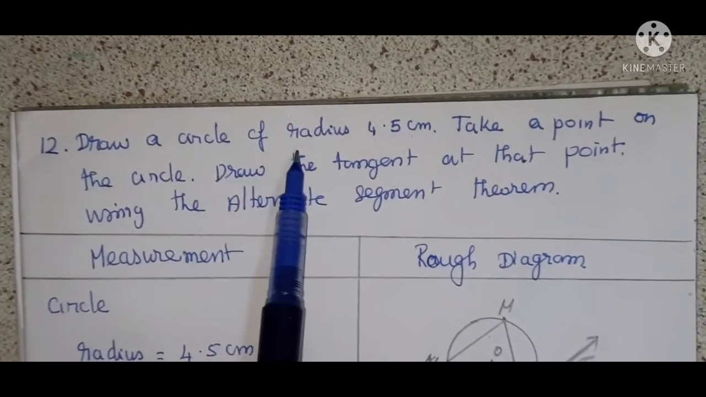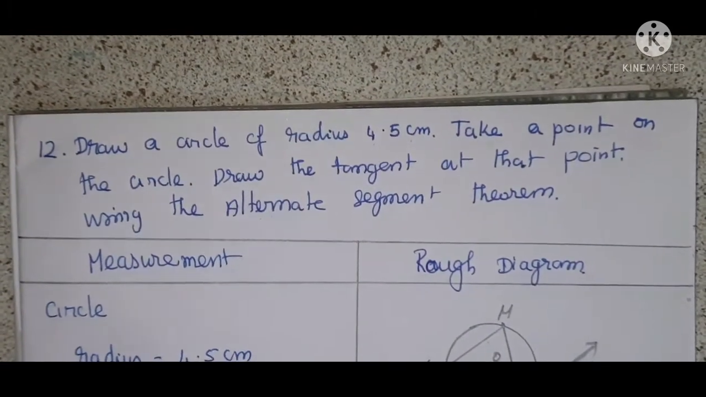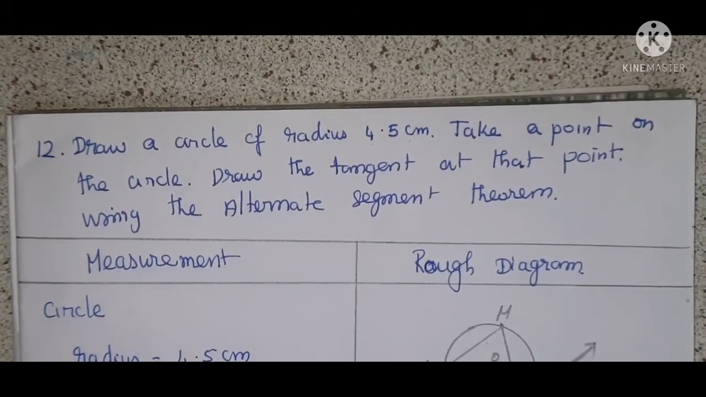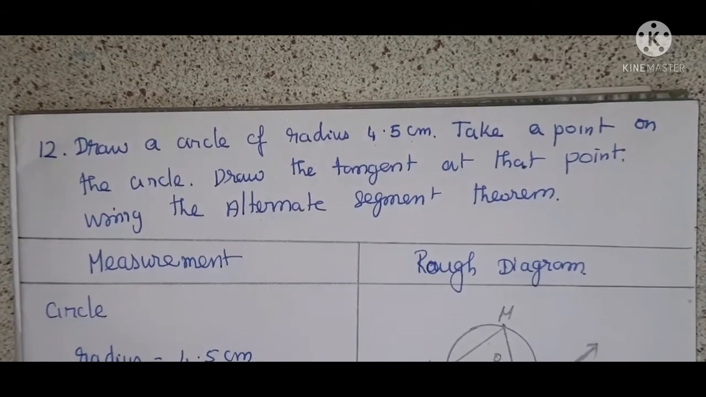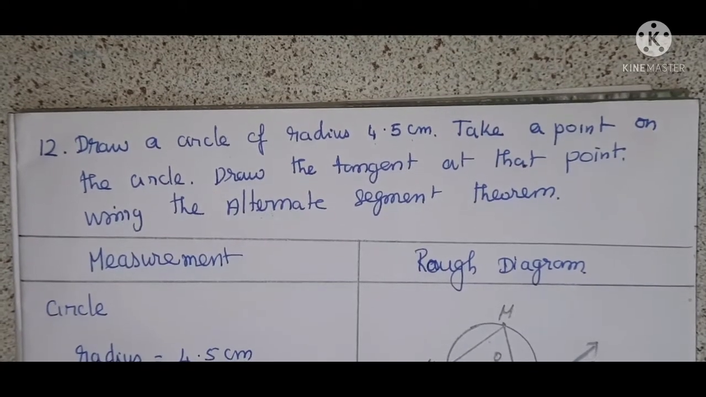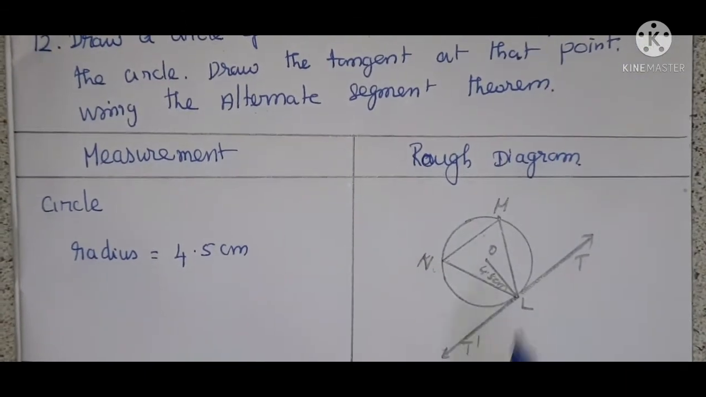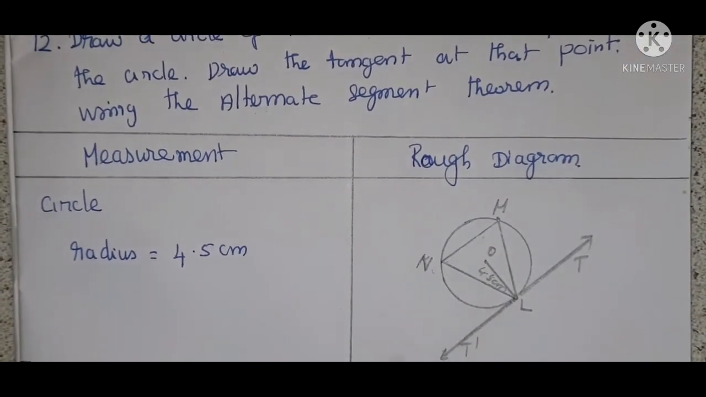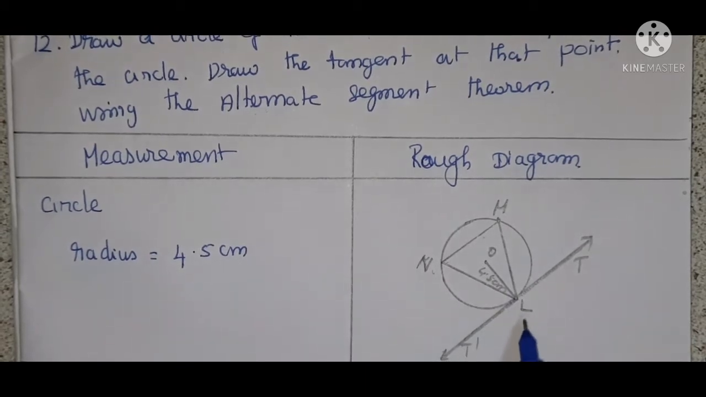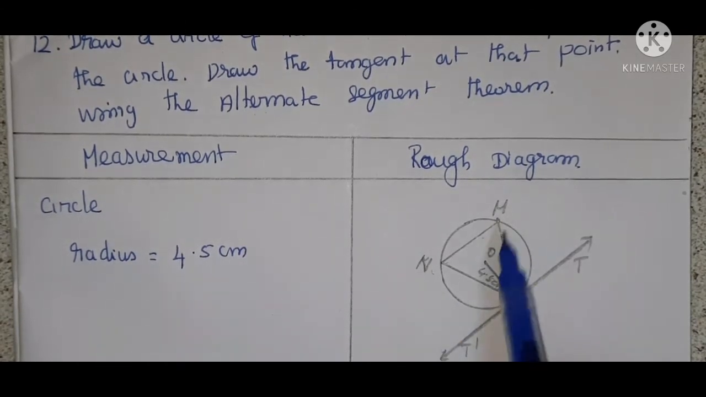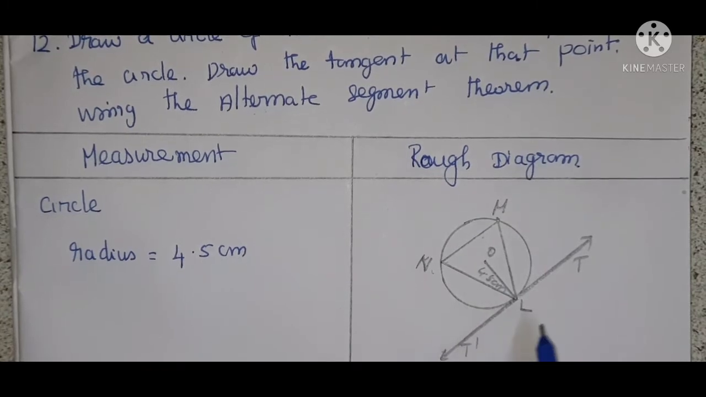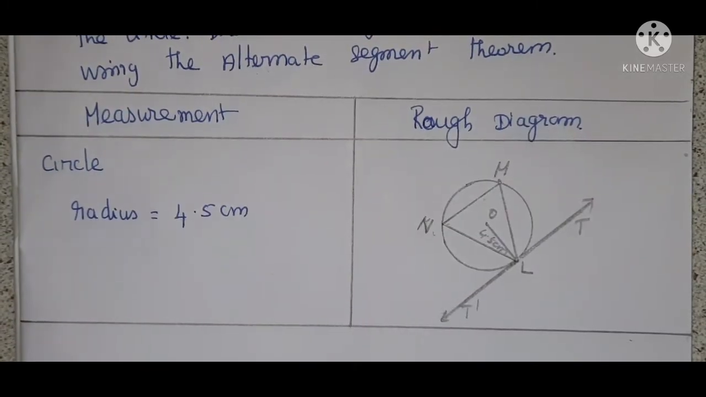Draw a circle of radius 4.5 cm. Take a point on the circle, draw the tangent at that point using alternate segment theorem. Given measurement radius 4.5 cm. Rough diagram: a circle of radius 4.5. Take a point L and another 2 points M and N. Joining LN, LM and MN. Draw a tangent for the given circle.